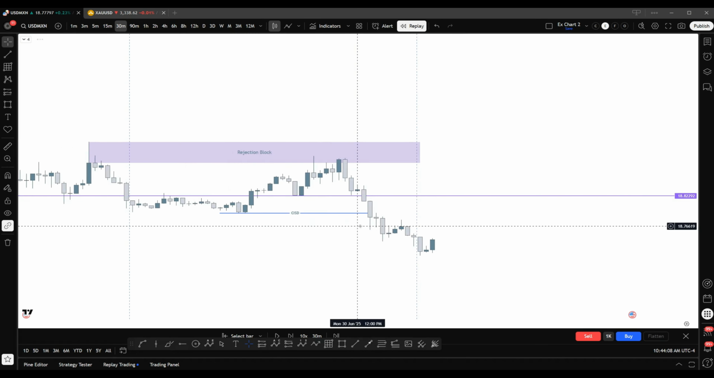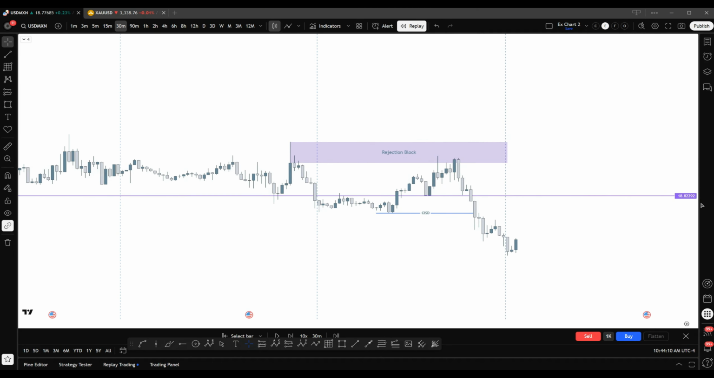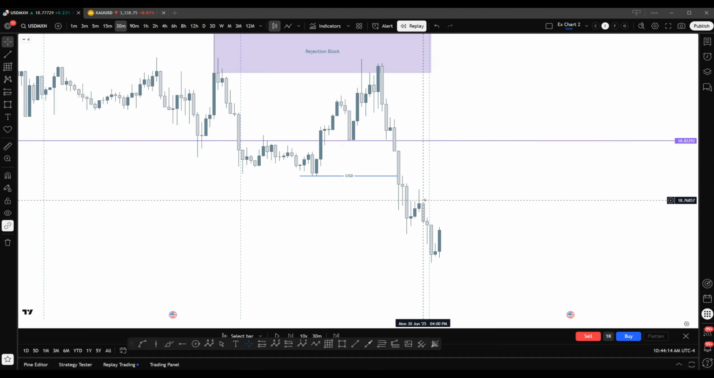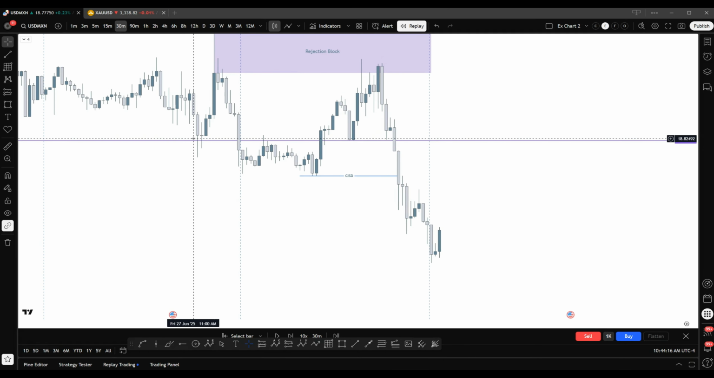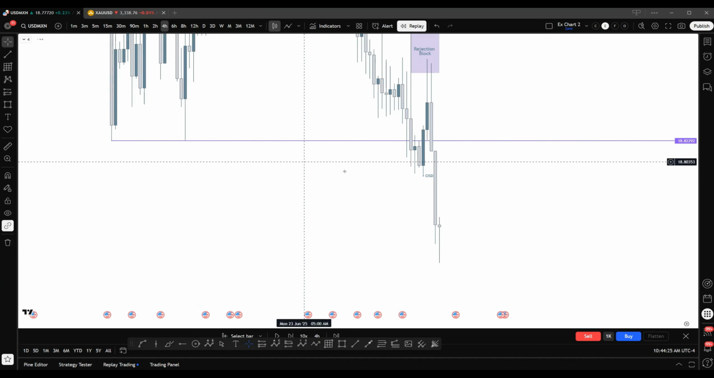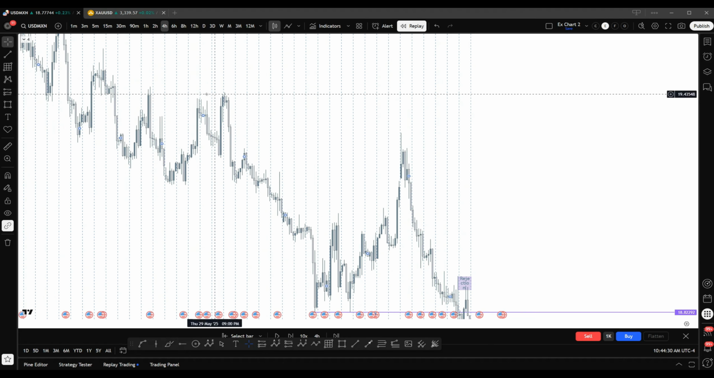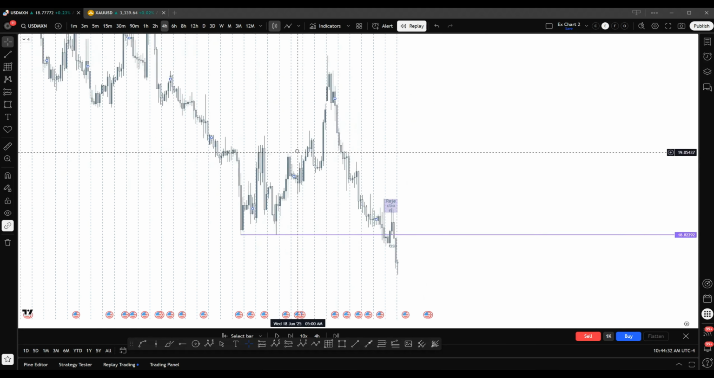So back to that rejection block, right? Price taps into it, comes down, we have a change in state of delivery. So it just confirms with our higher time frame, or both higher time frames, so at the 4 hour and the 30 minute, that we have bearish trend continuation. So real quick, let me just go over it one more time, all right? Because I know I was everywhere. This pair is bearish. We have a bearish trend, right?